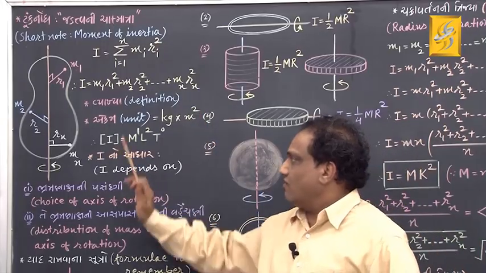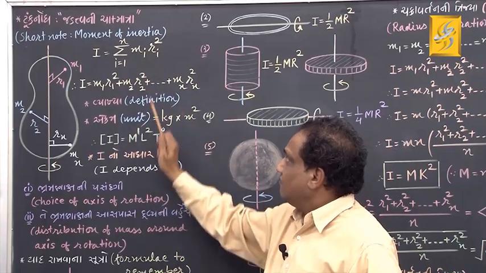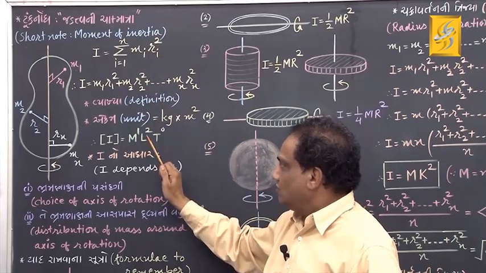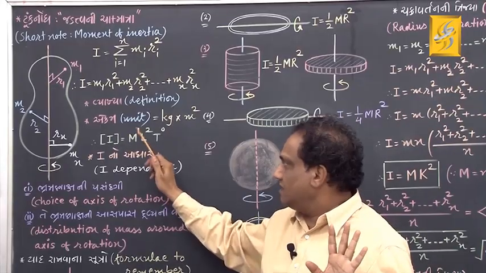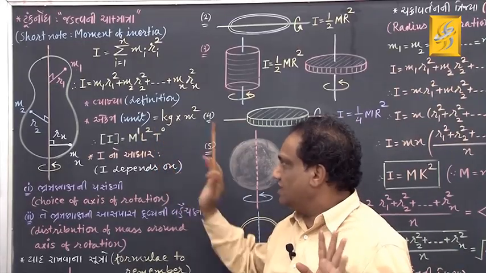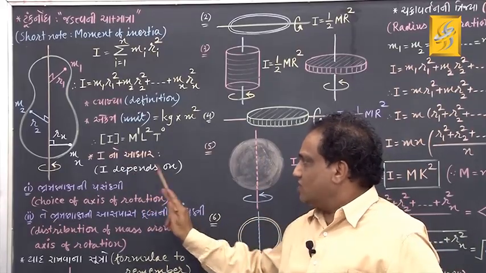What about the dimensional formula of moment of inertia? For mass, come on, M raised to 1. For distance square, L raised to 2. Time is not there, so T raised to 0. M raised to 1, L raised to 2, T raised to 0. Correct?